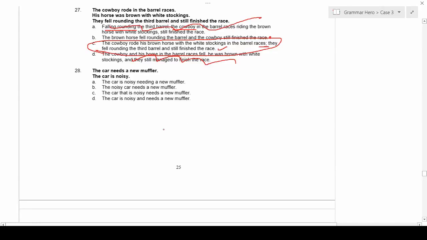The car needs a new muffler. The car is noisy. Okay, so the car is noisy, needing a new muffler. Doesn't make sense. The noisy car needs a new muffler. That's a good sentence, so let's put a little tick next to it. The car that is noisy needs a new muffler. Don't really need all this compared to this one, so get rid of it. The car is noisy and needs a new muffler. Okay, so I like this one. I'm going to go with that one. This one's not correct. This one's just more correct.